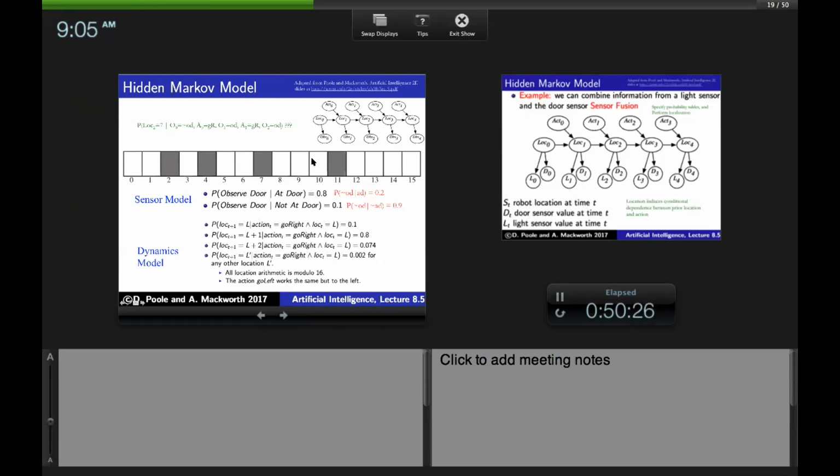Okay? The possible values would be 0, 1, 2, 3. They would be cell numbers in effect. And so you'd specify at each location here, in the probability table, the conditional probability that a door was observed at 0, a door was observed at 1, at 2, at 3, etc.